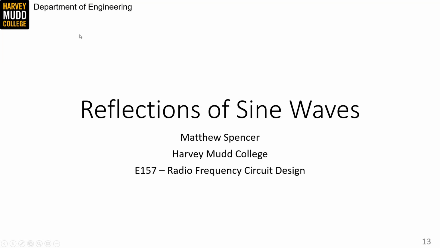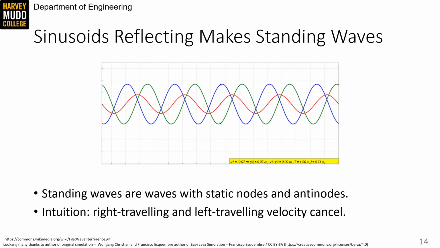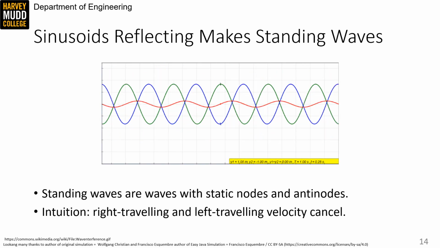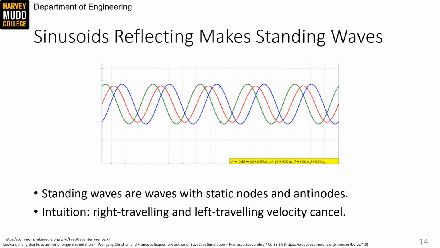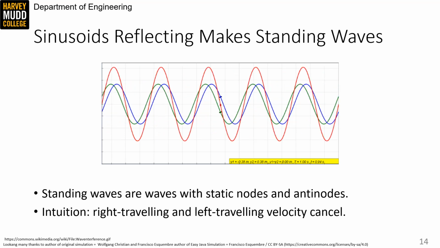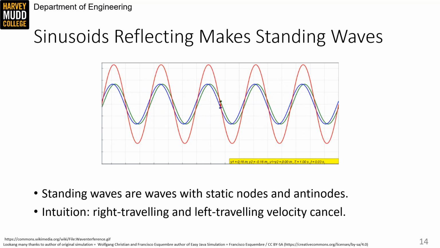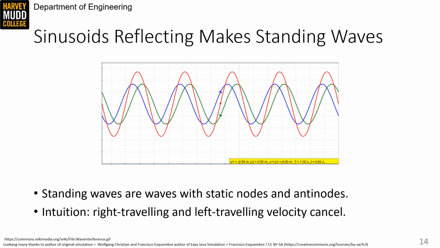In this video, we're going to find out what the voltage on a transmission line looks like when a sine wave gets reflected. And I'm going to cut straight to the answer here. The sum of a right traveling wave and a left traveling reflected wave is a standing wave pattern. This rather hypnotic graph shows that. One wave is moving right, one wave is moving left, and the sum of them is standing still.